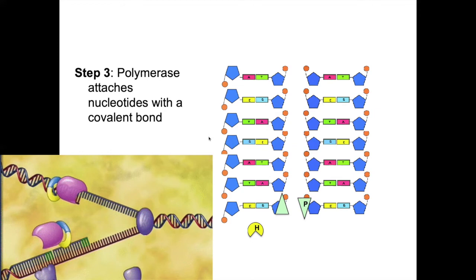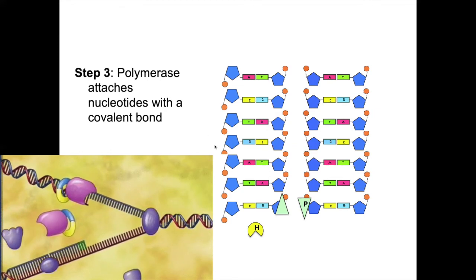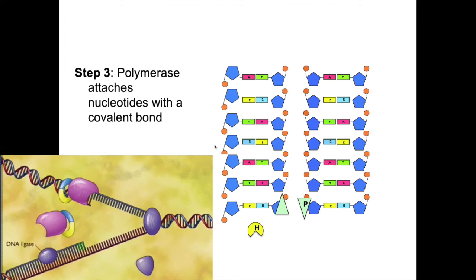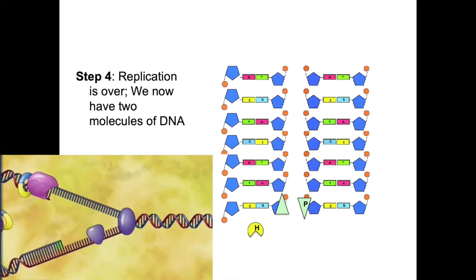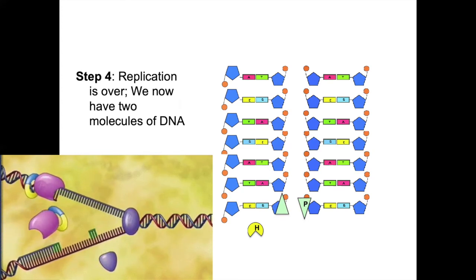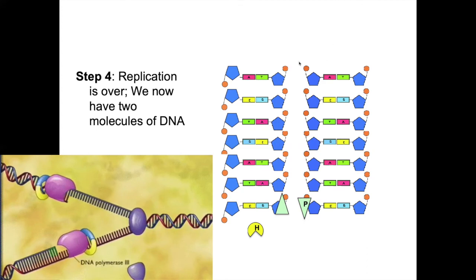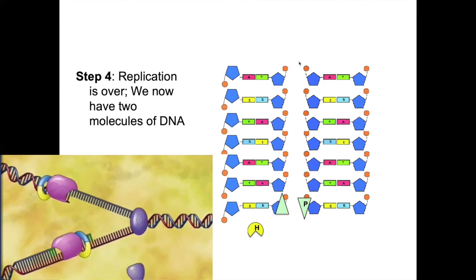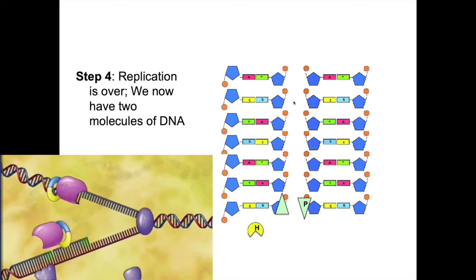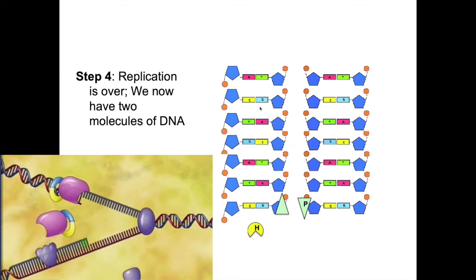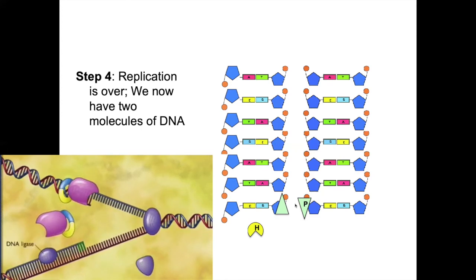And they're all still connected with covalent bonds. And step 4 isn't even a step. Step 4 is you're done now. Replication is over, and we now have 2 completely identical models of DNA. The original said A and a T. Now the 2 new ones say A and T. And then the original said C and G, so the 2 new ones say C and G. All the way down, they're completely identical.